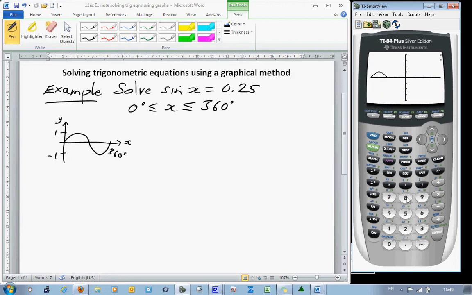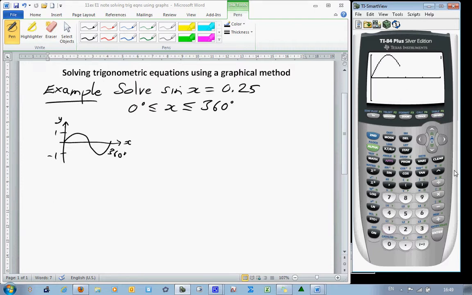If you're like me, you want to make it a little bit tidier. So I am now going to use the window. I'm going to go from 0 to 360. The scale can be in 90s, and I'll go from -1 to 1. Now when I graph it, I get the little sketch that I've got on my paper.